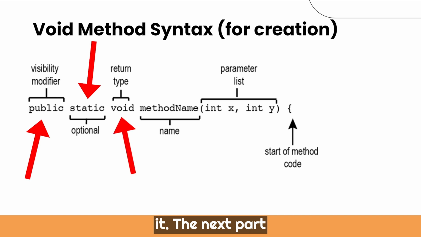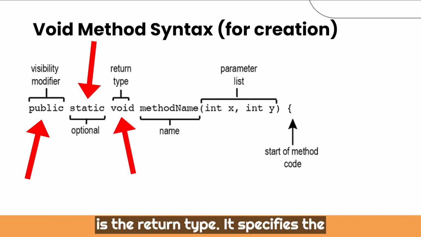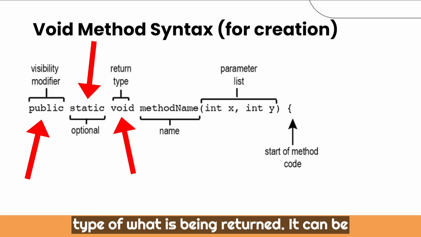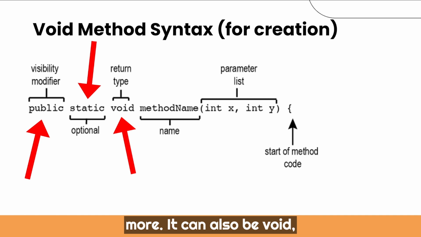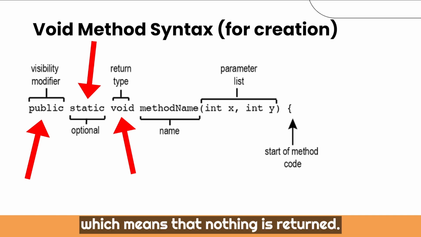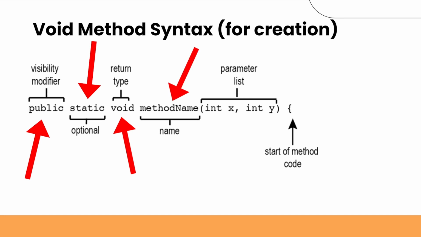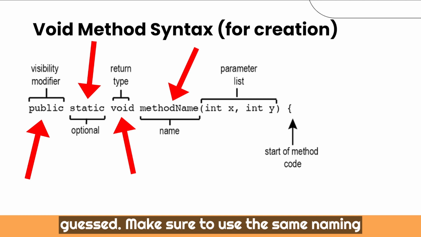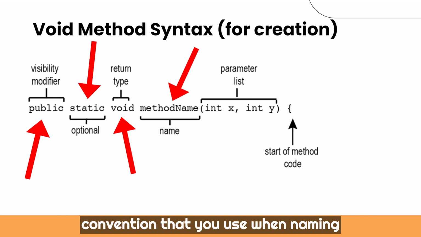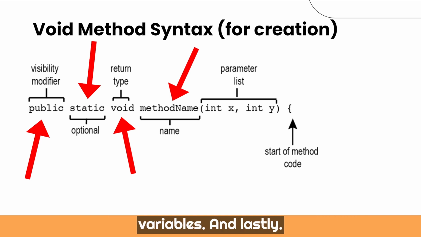The next part is the return type. It specifies the type of what is being returned. It can be an int, a string, a double, and many more. It can also be void, which means that nothing is returned. The method name is the name of your method, which you probably could have guessed. Make sure to use the same naming convention that you use when naming variables.